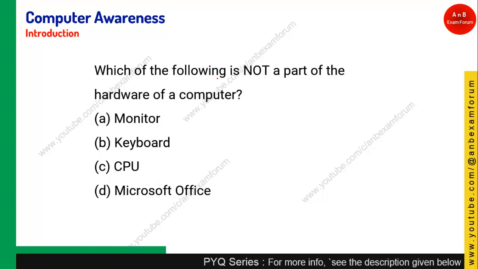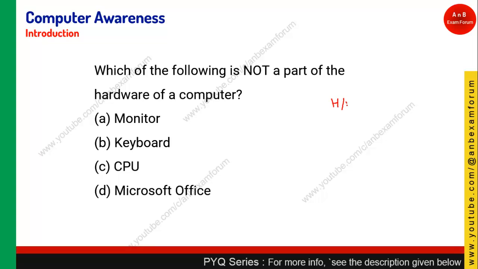Which of the following is not part of the hardware of a computer? Here you try to differentiate between hardware and software. Monitor, as you know, is an output device, it's a hardware. Keyboard is a hardware. CPU is a hardware, but Microsoft Office is not a hardware, it's a software. Nowadays these are very basic questions, but still they have been asked in various previous year questions. Let's see the next question.